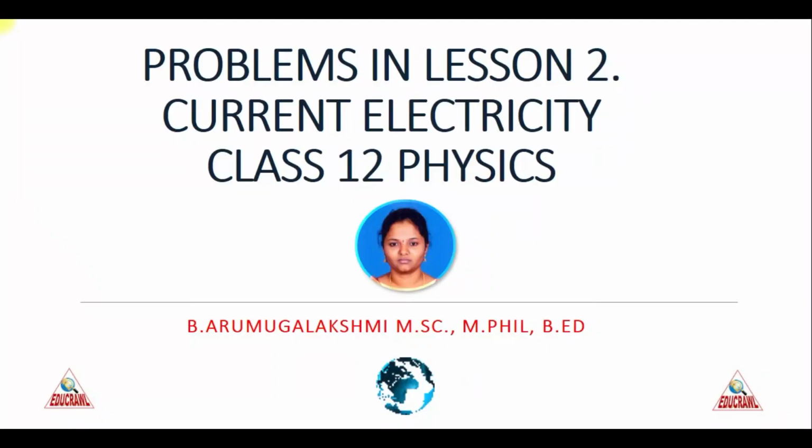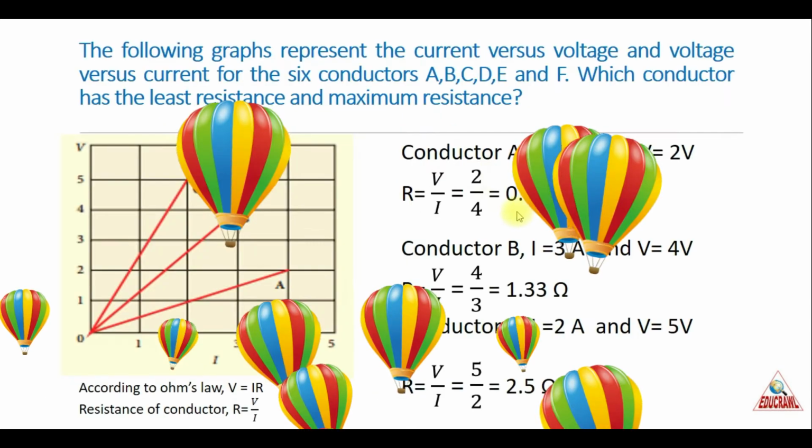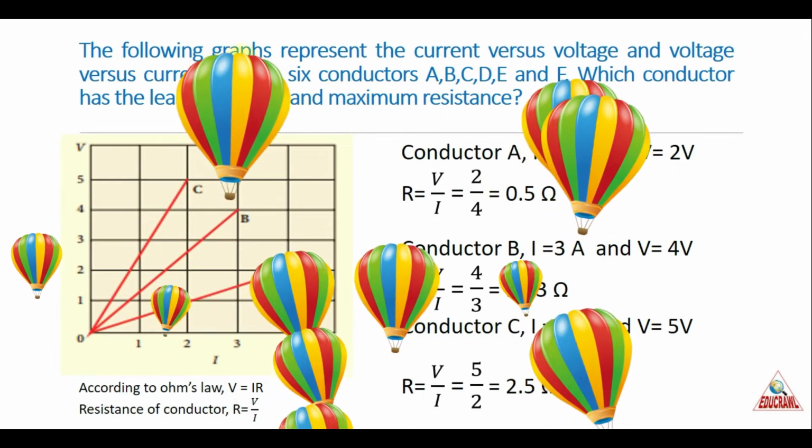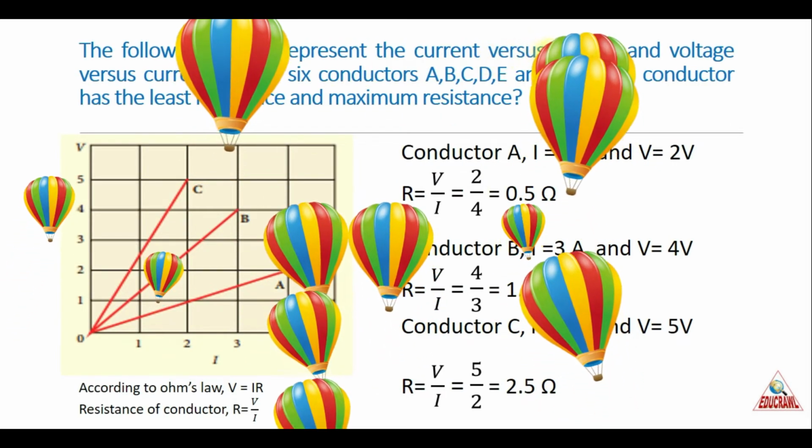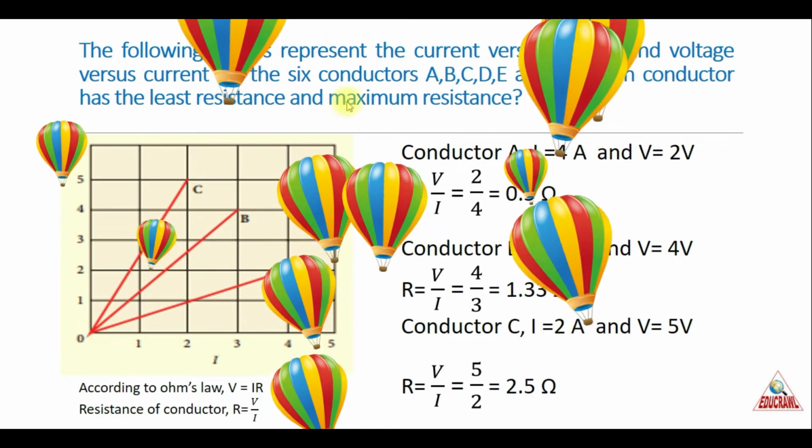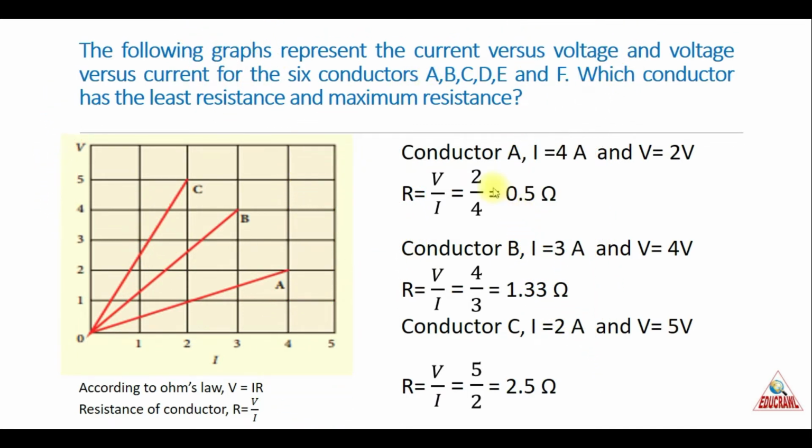Today we are going to discuss the problems in Lesson 2 Current Electricity of Class 12 Physics Matriculation. The first problem. The following graphs represent the current versus voltage and voltage versus current for 6 conductors A, B, C, D, E and F. Which conductor has the least resistance and maximum resistance?